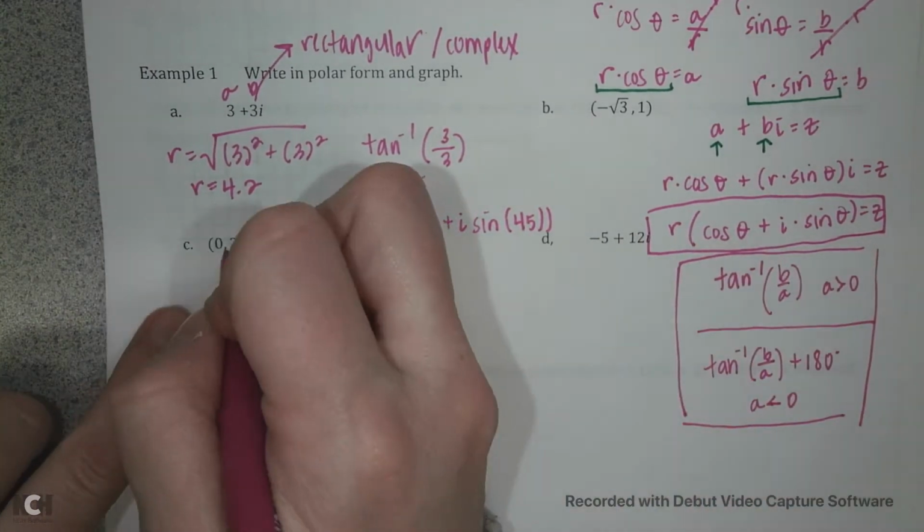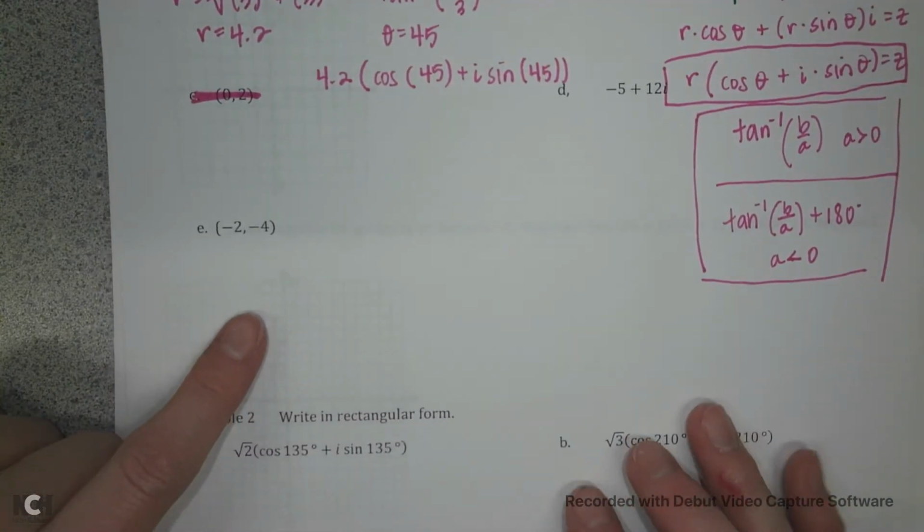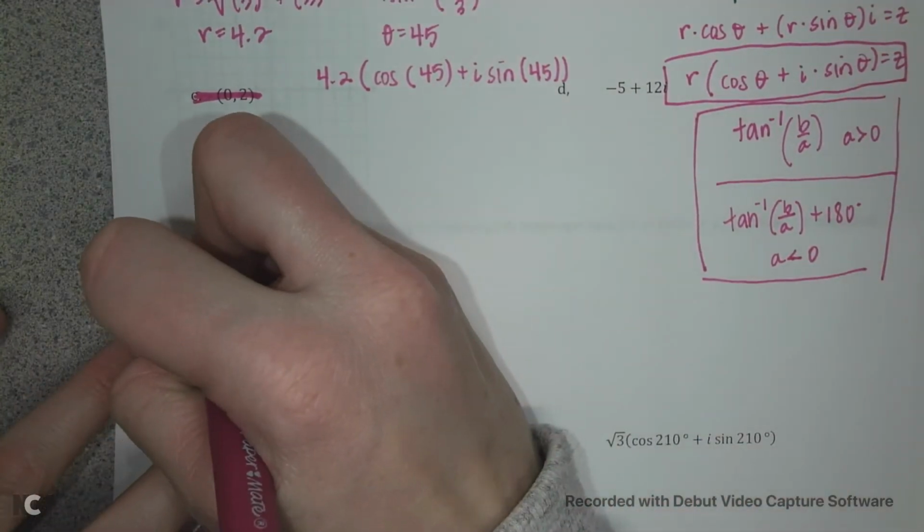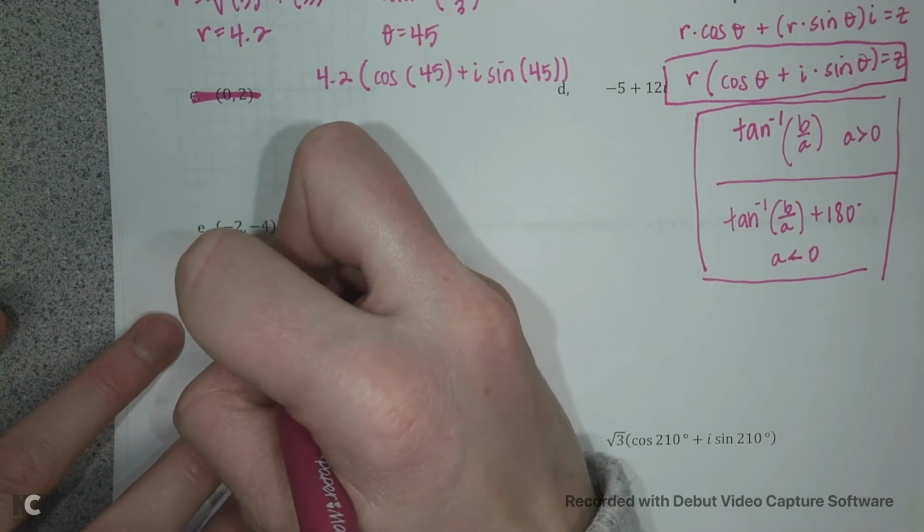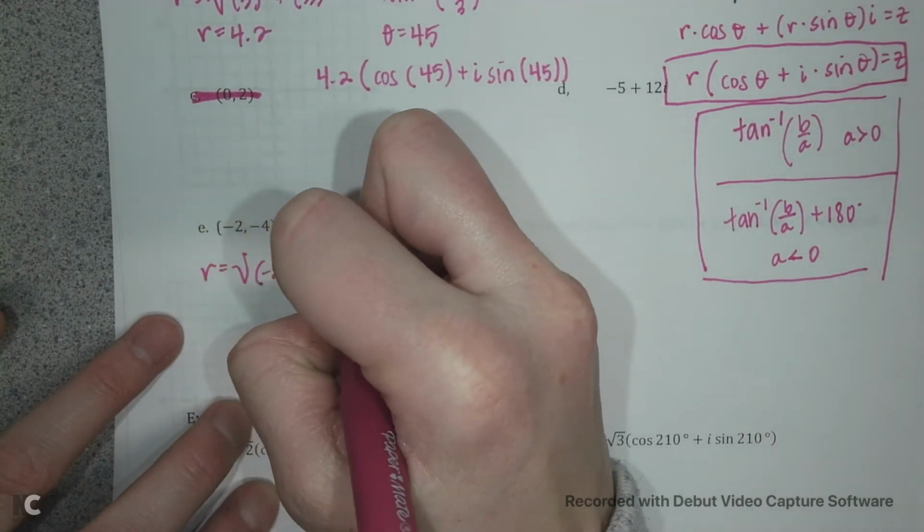Okay, and let's try that again. I don't want to do C, but we're going to try that again with E. So we're going to do the same thing. So the first thing we have to do is figure out our R. So our R is the square root of -2 squared plus -4 squared.